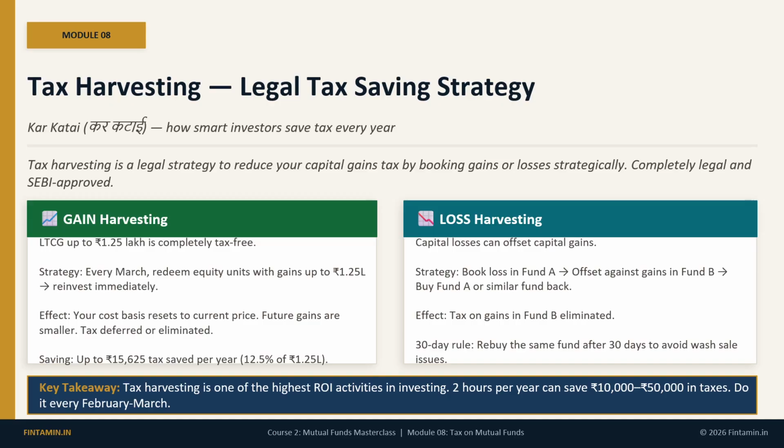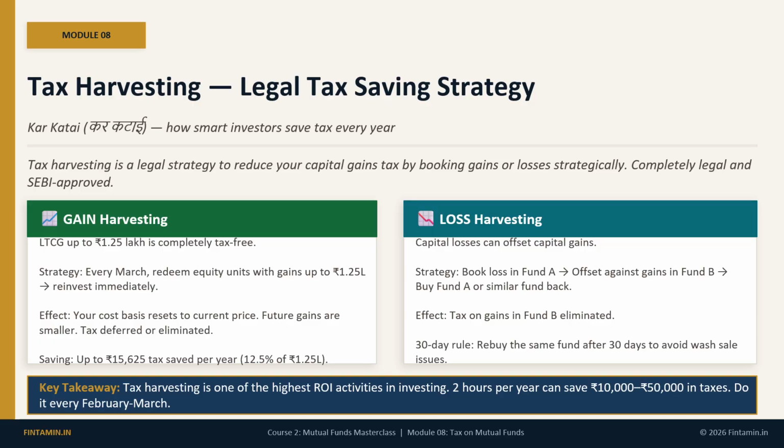The result: your gain of 1.25 lakh rupees is realized and taxed at zero because it is within the tax-free LTCG limit, and your new cost basis is now 1.25 lakh rupees higher. Future gains will be smaller on paper. You have legally deferred or eliminated tax. Do this every February or March. In 20 years of investing with consistent gain harvesting, you can save lakhs of rupees in tax that would otherwise have been paid. Loss harvesting works the opposite way.